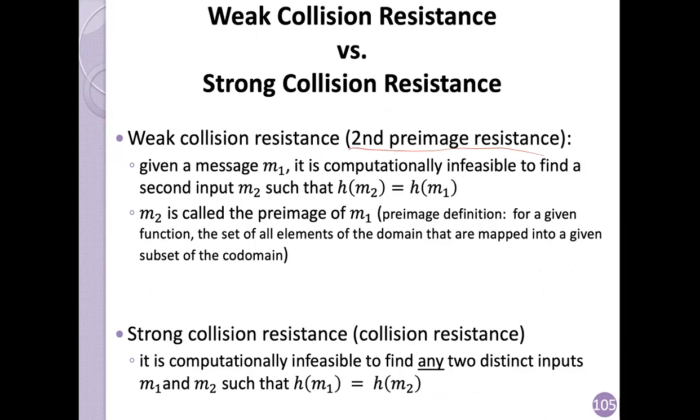Okay, the second property, which we call second pre-image resistance, says that given a message M1, it should be computationally infeasible to find another message M2 such that the hash function of M1 and M2 are equal. You give me a message M1, and we all know the hash function.